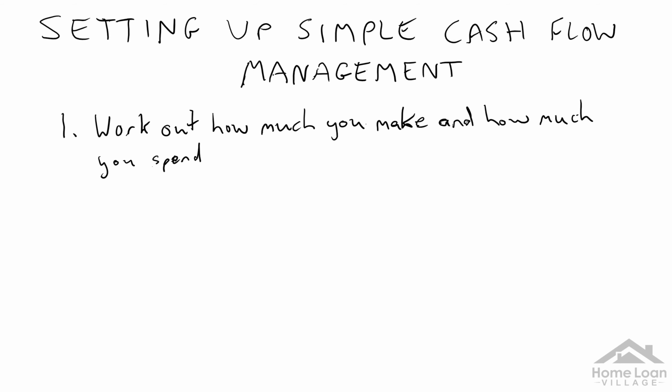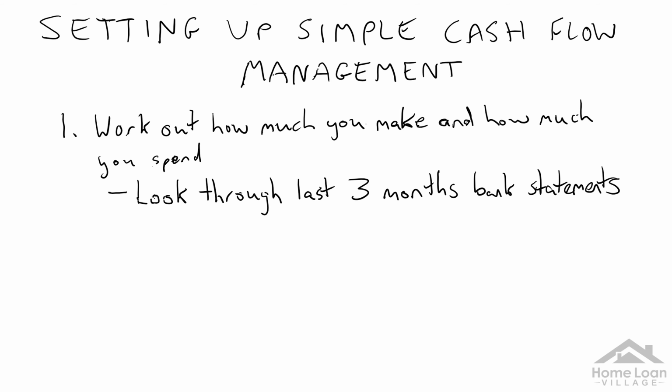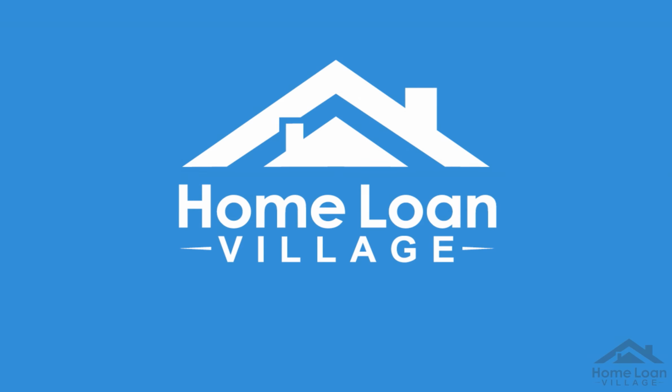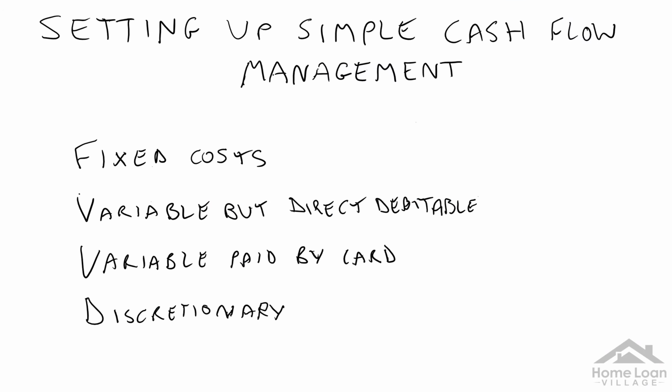So the first thing for us to do is work out how much you make and how much you spend. The simplest way to do that is to look through your last 3 months of bank statements. Hopefully these will be readily available. So in regards to working out income, that's generally fairly easy. But looking at the costs, I want you to actually segment these.